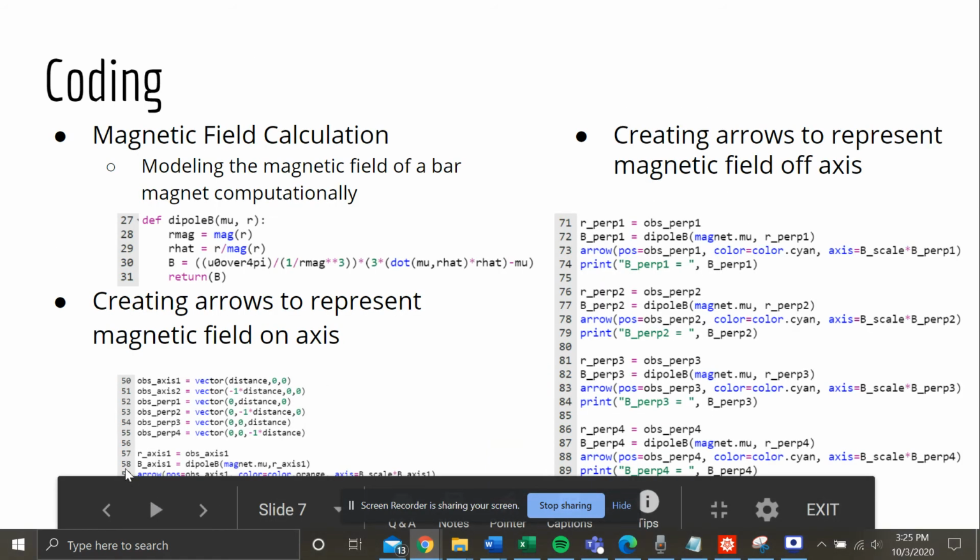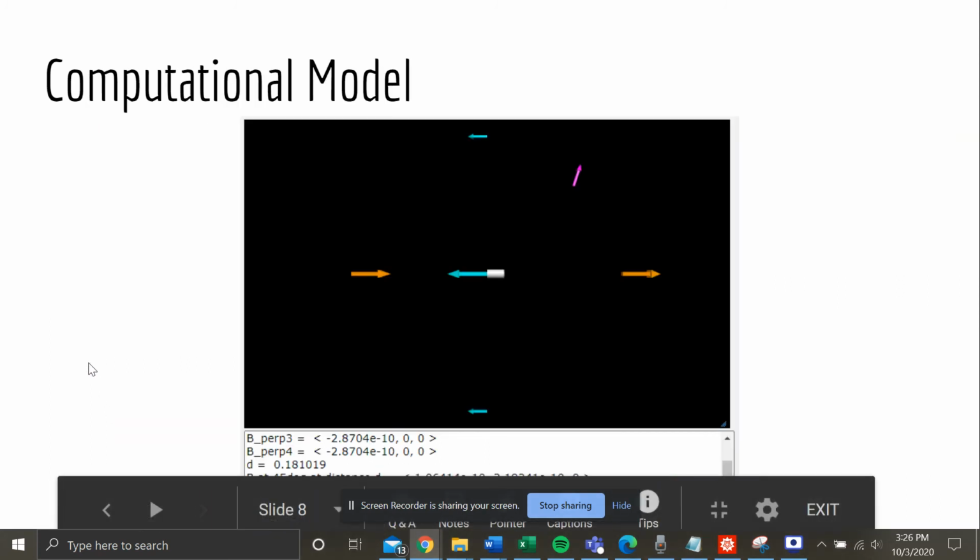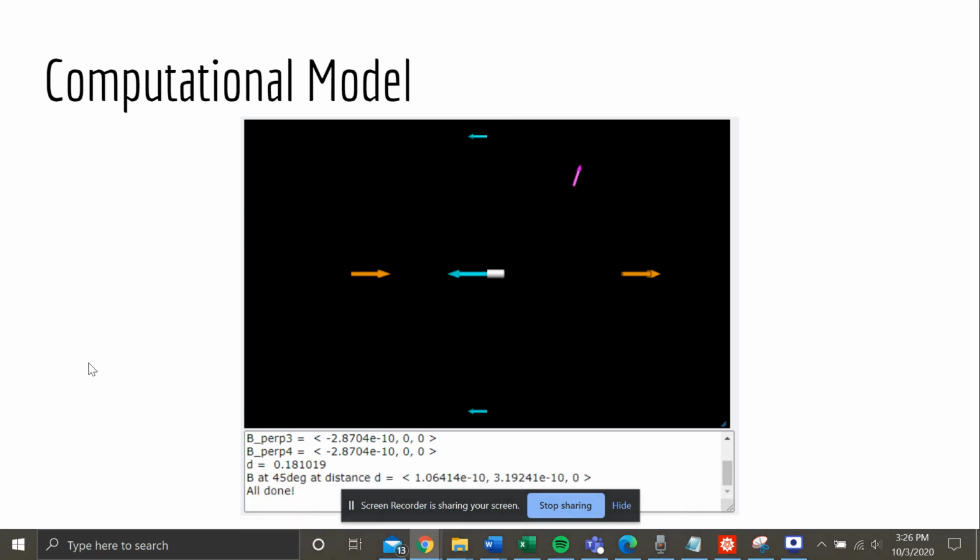The first step in modeling this computationally was the magnetic field function. For this, I modeled the Biot-Savart law for the magnetic field as seen in line 30. And I then created all the different arrows that showed the magnetic fields for both on and off axis situations. All of this code created the following model where blue arrows are off axis, orange arrows are on axis, and the purple arrow is the magnetic field at 45 degrees.